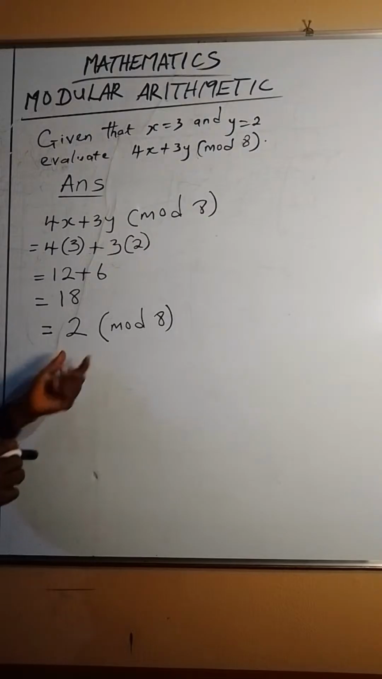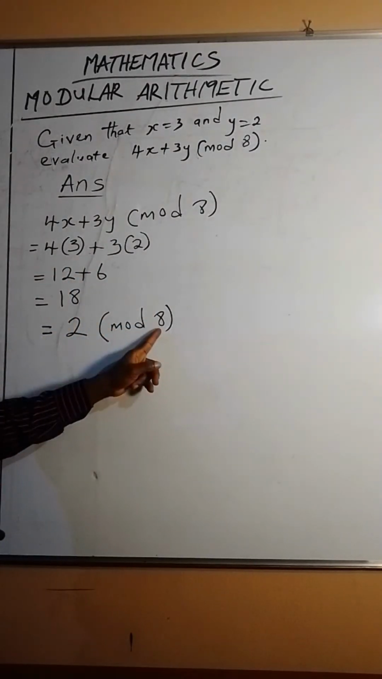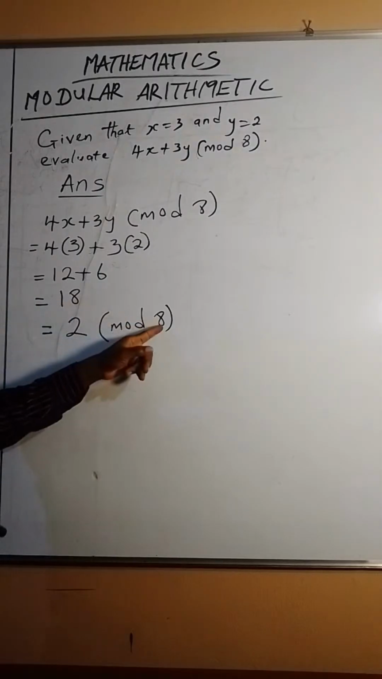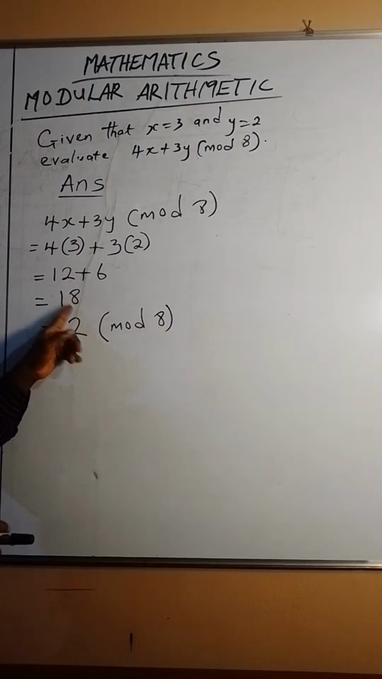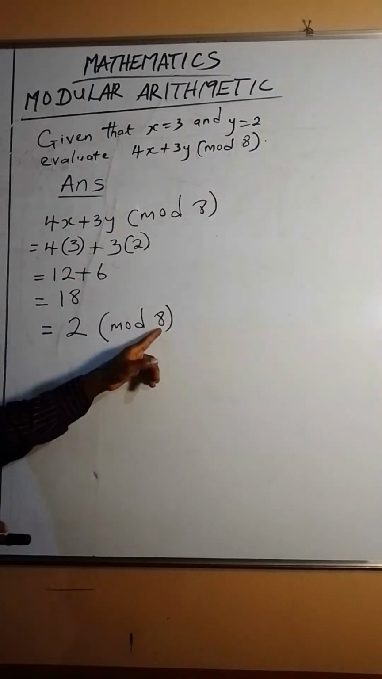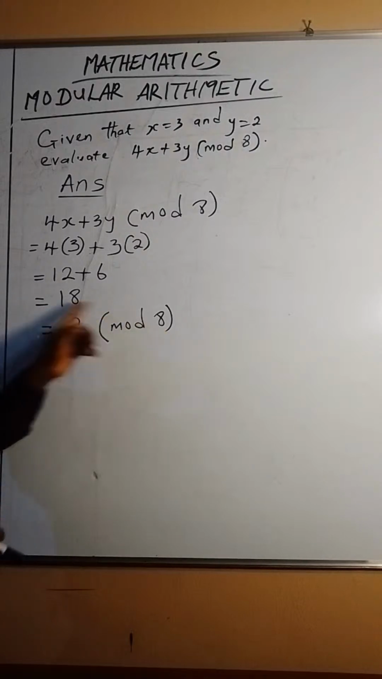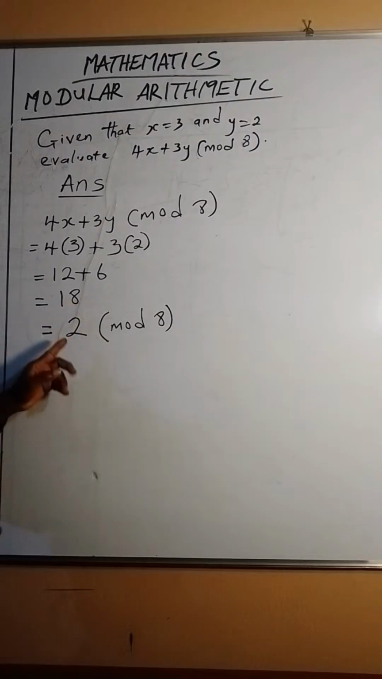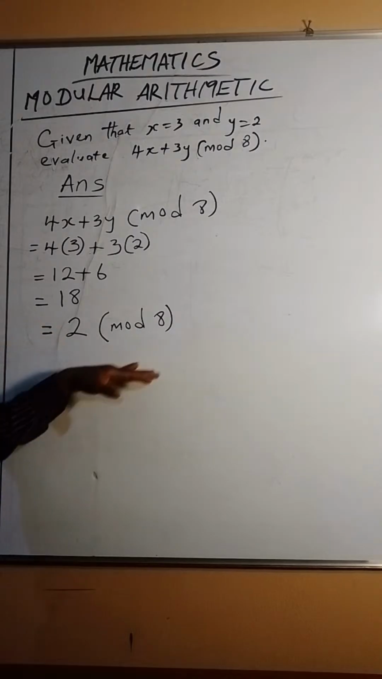So to get the answer in the mode given, divide your answer by the mode and write the remainder. When 18 is divided by 8, we will be left with 2 as the remainder. 8 will go into 18 two times, and we'll be left with 2 as the remainder. So the remainder is the answer in mode. I hope that is quite understood. So that is the answer to this particular question.